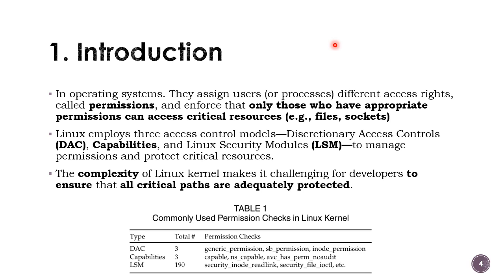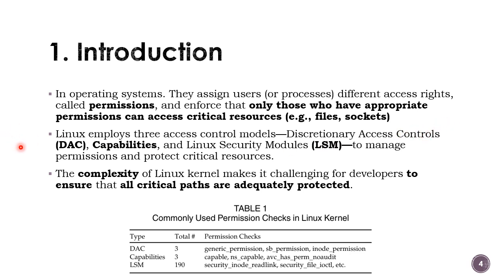So before diving into the technical details of this paper, we need to first go over some basic information. Starting from the introduction, the first thing you need to know is that in an operating system like Windows, we usually have several users, right? And different users have different access rights, and that access right is called permission. The key concept is that only those who have appropriate permission can access critical resources like files and sockets in the system for some services.